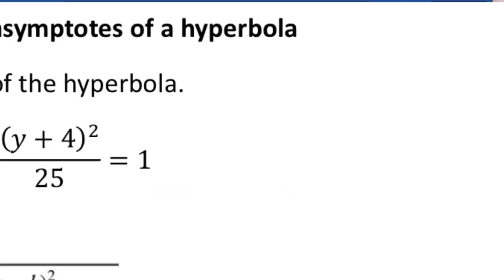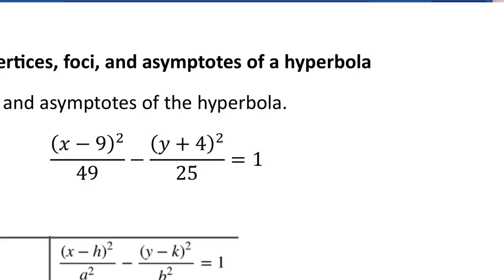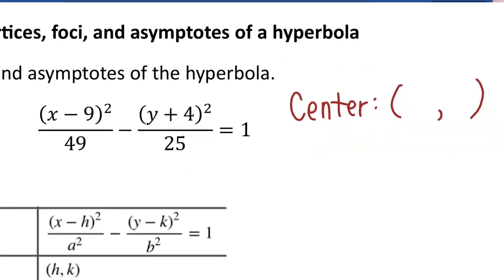So let's start. First, let's read the center. Center, we don't need a formula. We've been doing this for a while. Let me find the right pen. What are some of these numbers that are being subtracted from x's and y's? First of all, we notice that we have x minus 9, making our x coordinate of the center positive 9. Next, we have y plus 4, so that makes our y coordinate of the center negative 4. Opposite sign, okay? So done, we found the center.